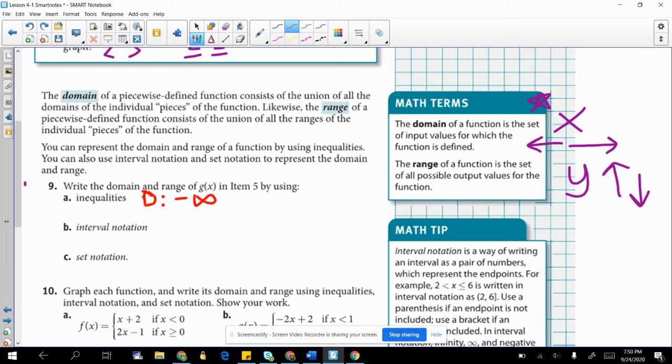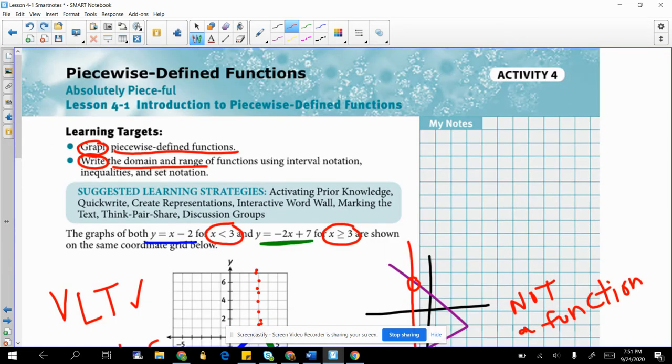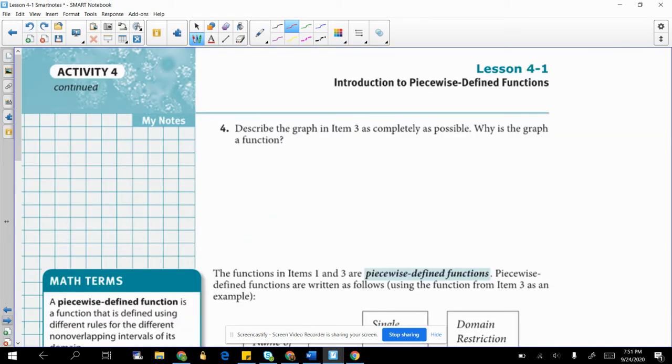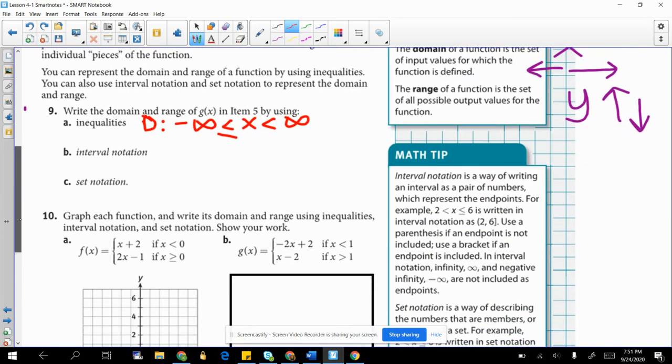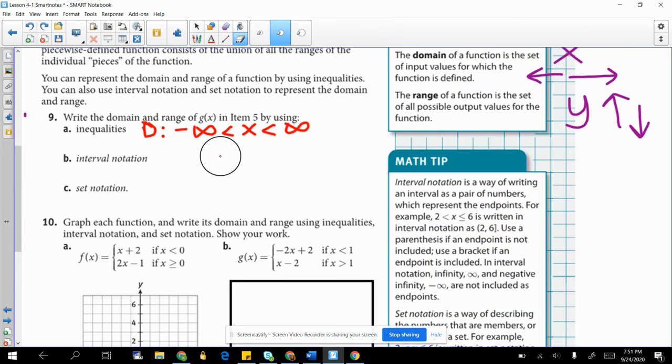Negative infinity is less than x, which is less than positive infinity, okay? So that means that x can go to negative infinity and positive infinity. Now, we do not put the equal sign underneath there because you cannot equal positive or negative infinity. That just doesn't make sense, okay? So let's go ahead and erase that real quick, okay? So that's how you write your domain in inequality form.